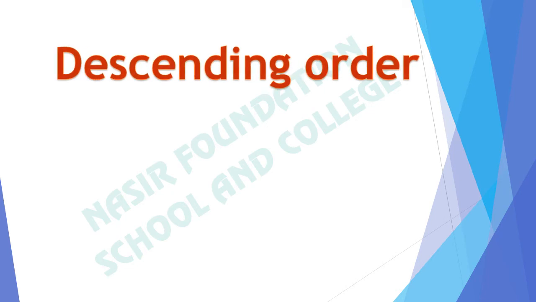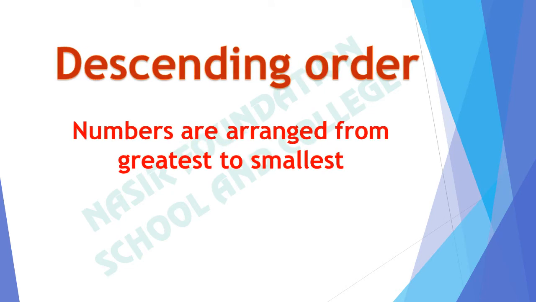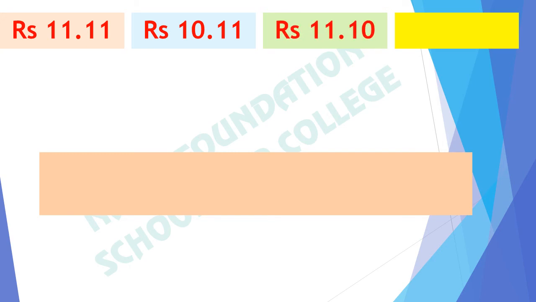What is descending order? The numbers arranged from greatest to smallest is called descending order. Let's take an example. We have 11 rupees 11 paisas, 10 rupees 11 paisas, 11 rupees 10 paisas and 10 rupees 10 paisas.